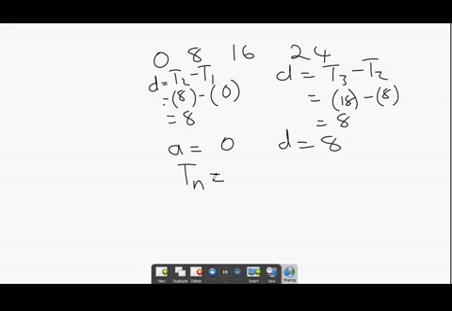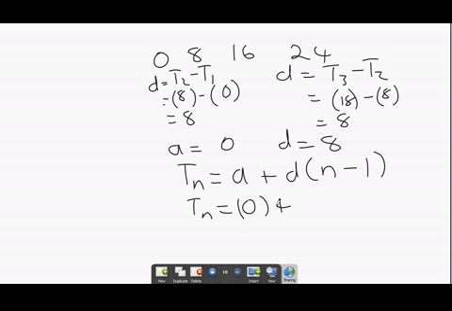Tn is equal to 0 plus d, sorry, let's just go back. I think we skipped a stage here. It's perfectly okay. You know that Tn is equal to a plus d (n minus 1), and then we substitute. In this case our a is 0 in brackets, plus our d in brackets, again 8, close bracket, (n minus 1).